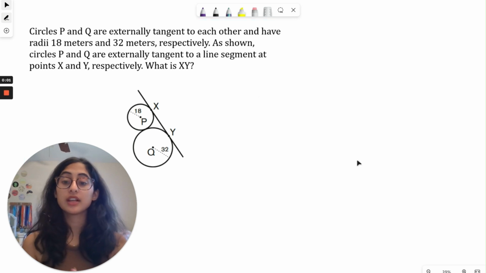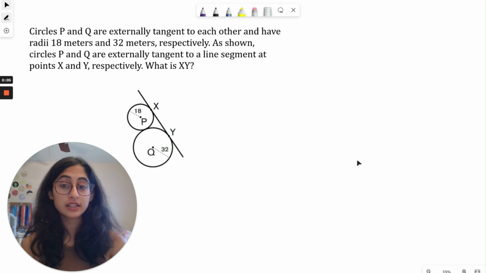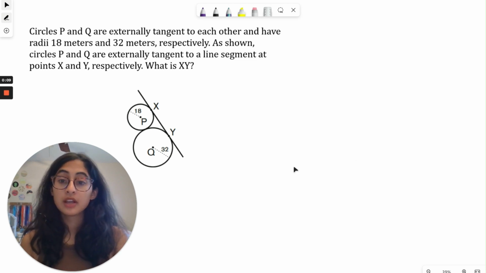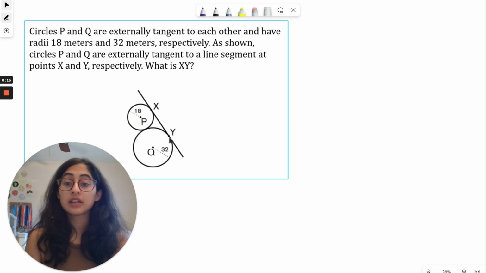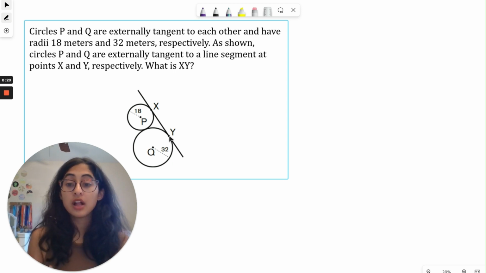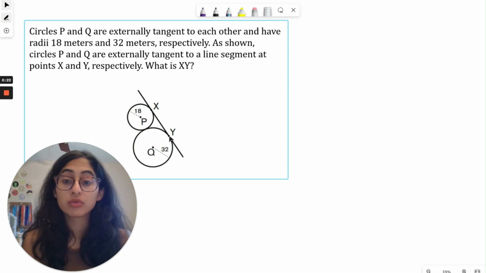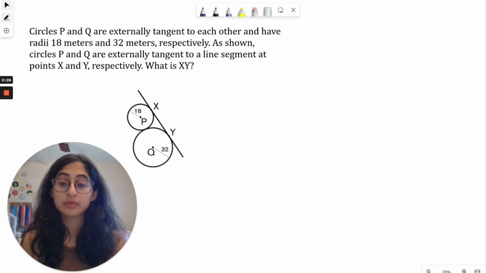All right, so this question says circles P and Q are externally tangent to each other, and they have radii 18 meters and then 32 meters respectively, which is shown in that picture. And so they're externally tangent to this line segment at points X and then Y, meaning that that line segment only touches those circles at that one point, and it forms a right angle with its radius at that one point too. And so it's asking for this length of XY.